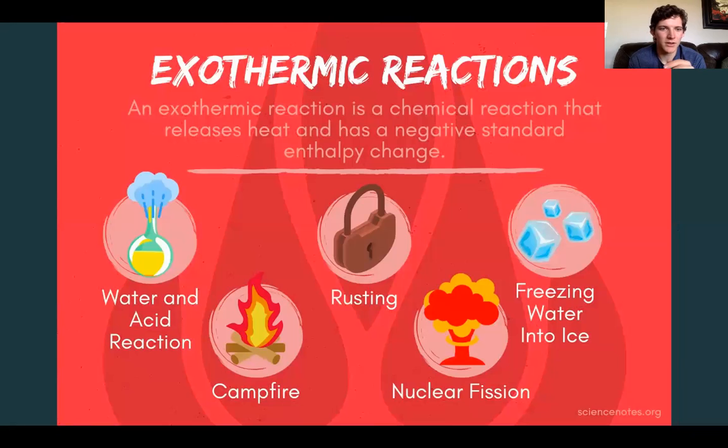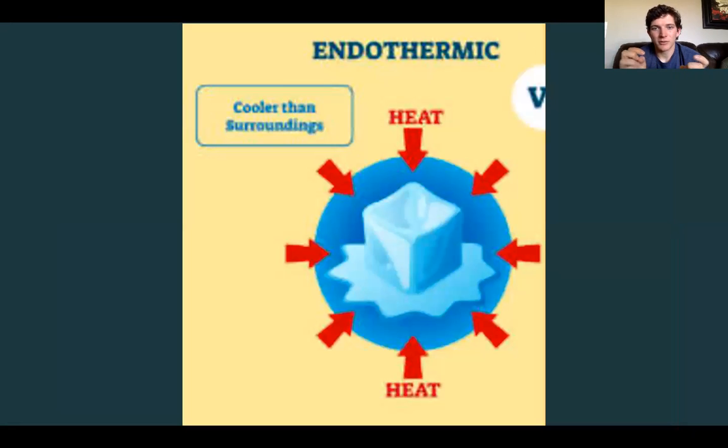So here are some examples. When water and acid react, it releases energy. When a campfire is burning, it releases energy. When freezing water is turned into ice, it's releasing energy. And for an endothermic example, the surroundings here are losing energy because they're putting it into the ice. So even though the ice is getting warmer, the surroundings are getting colder. And that's what makes it endothermic. It's sometimes hard to remember, but if the molecules are speeding up more, it's because the surroundings are getting colder, which is endothermic.